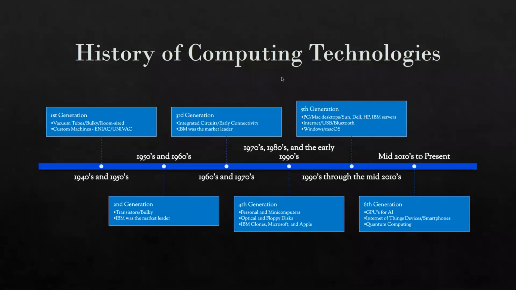The first generation came about in the 1940s, 1950s. And these were large, bulky machines that took up the size of an entire room. And they were largely custom machines. Some examples are UNIVAC and ENIAC. Okay. These made use of bulky vacuum tubes, which were prone to failures.